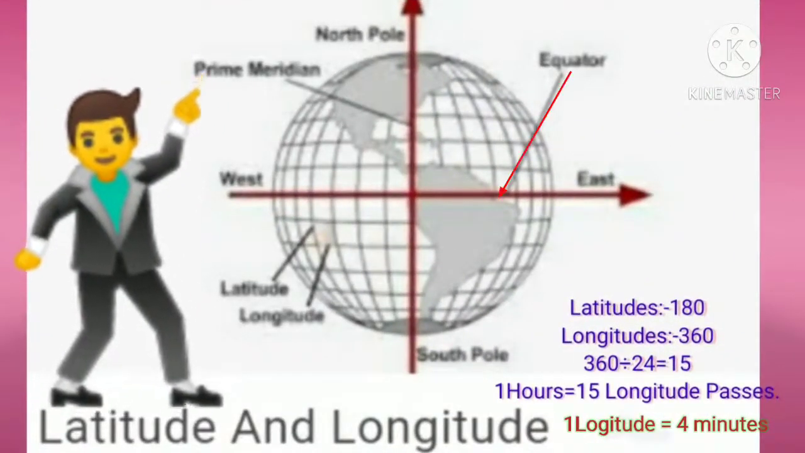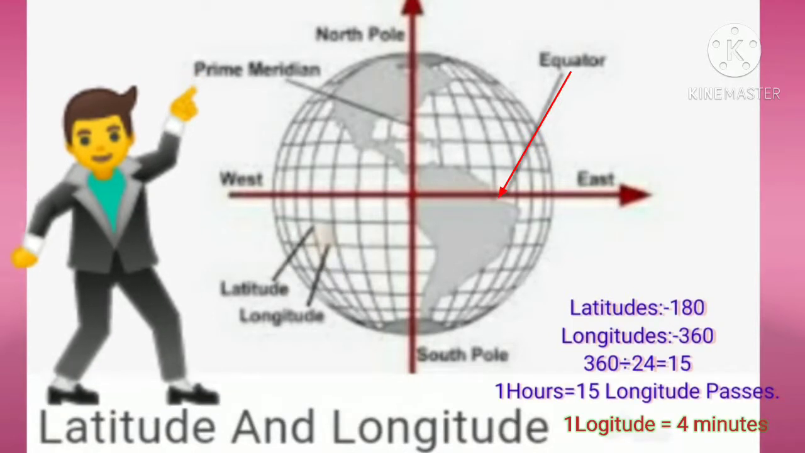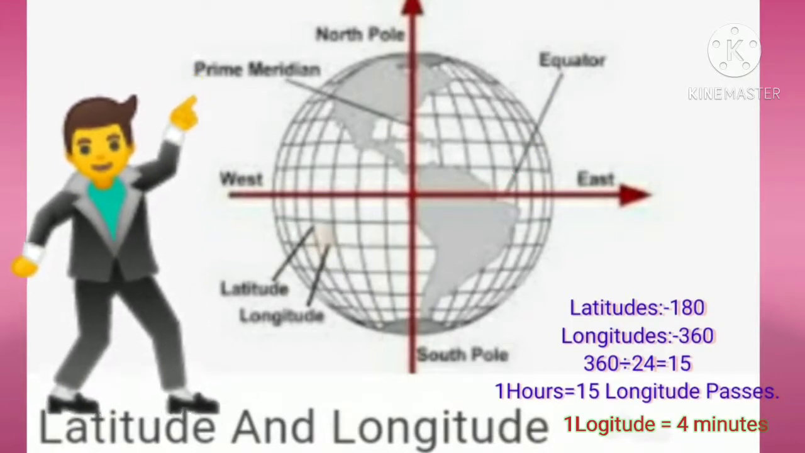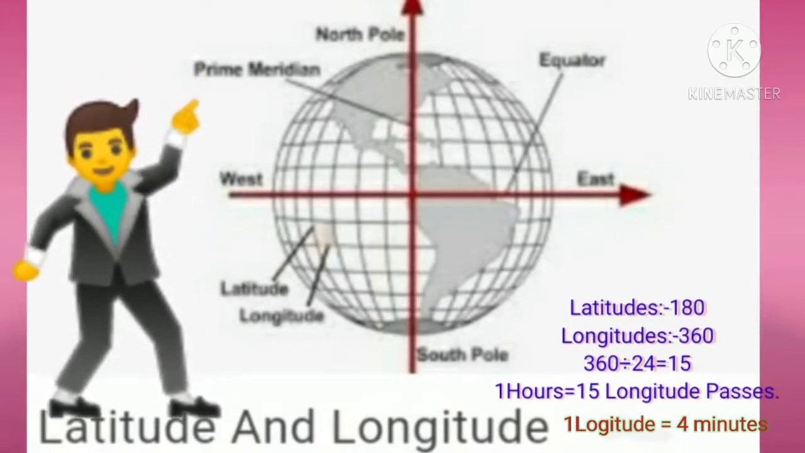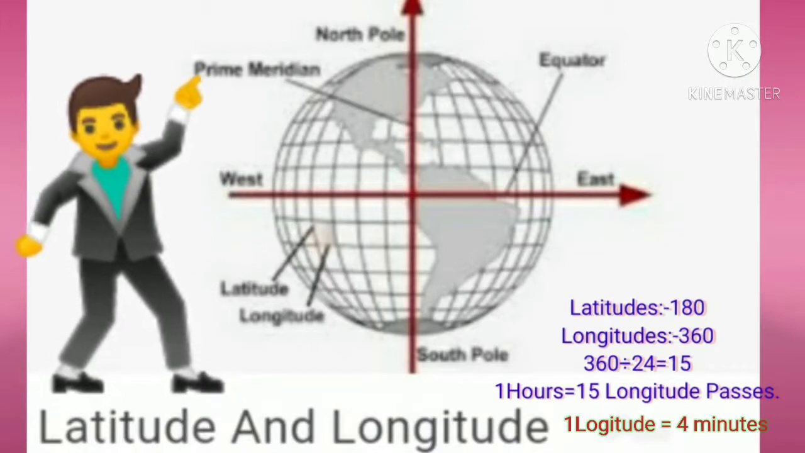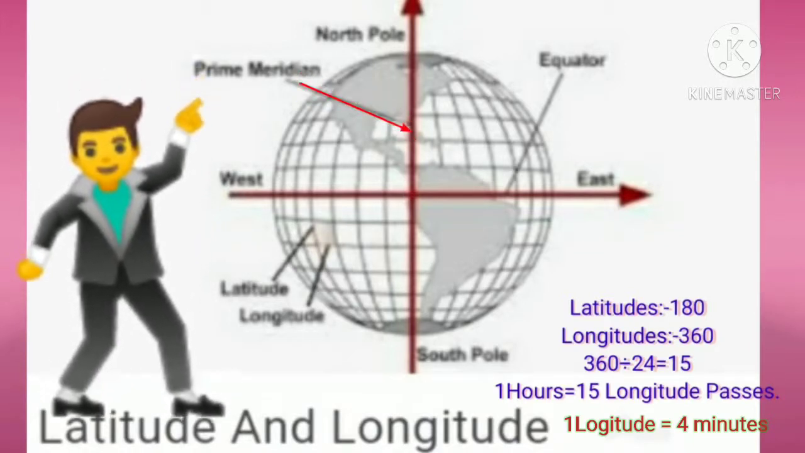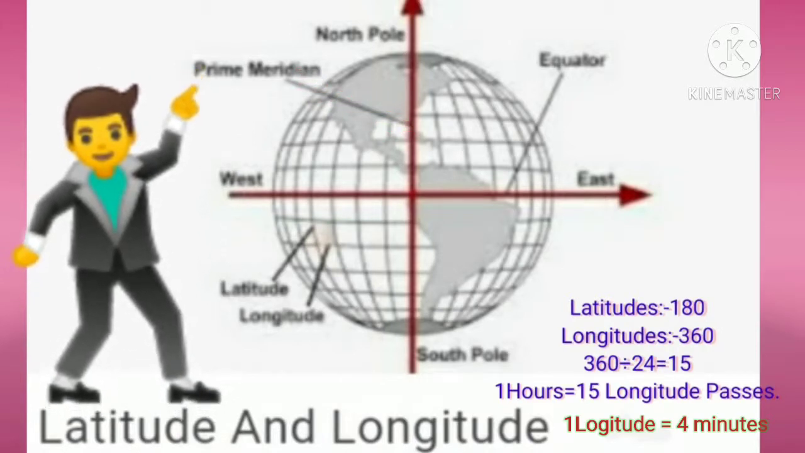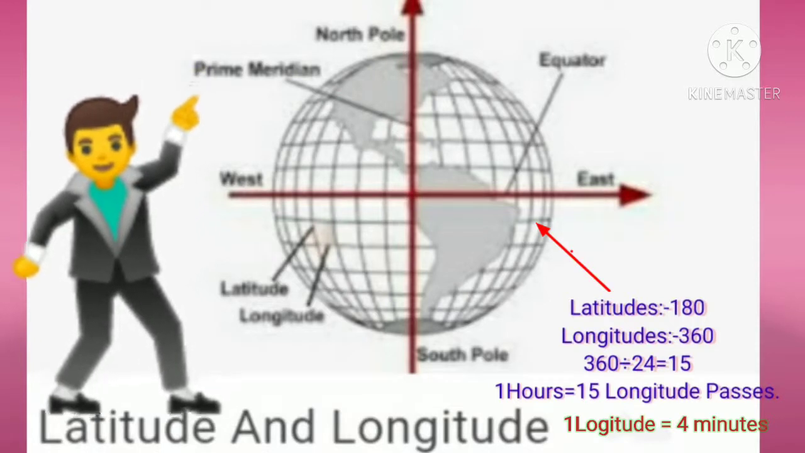Look at the diagram. Equator, 0 degree, is passing through the center of the earth from east to west. There is a prime meridian, 0 degree Greenwich. Prime meridian is near the inland.